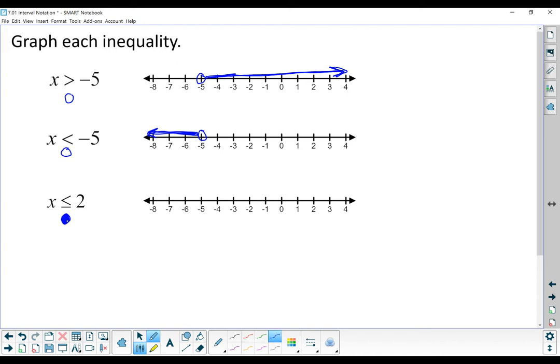So for this last inequality, x is less than or equal to 2, we would put a filled in circle at that boundary value of 2. And then we want to show all of the numbers that are less than 2, so we would draw our graph to this side.